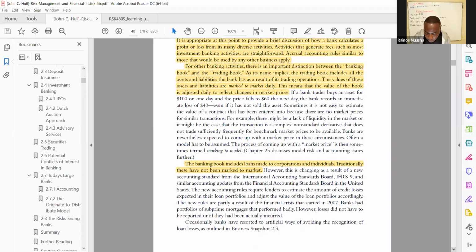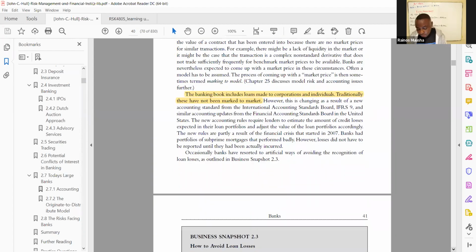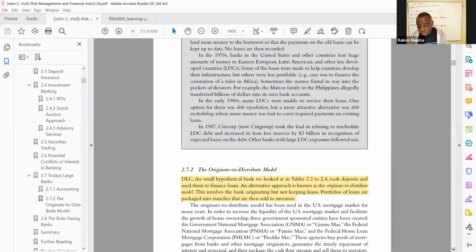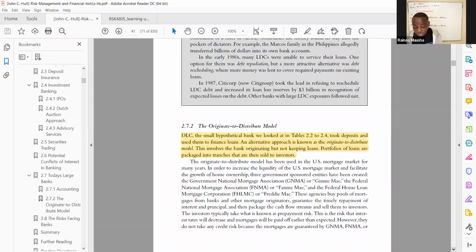Then the banking book includes loans made to corporations and individuals. Traditionally, they have not been marked to market because they are expected to be held until maturity as well. So please make sure that you take note of the difference between the banking book and the trading book. We are going to discuss it again later on, between chapters 15 and 18 as well.